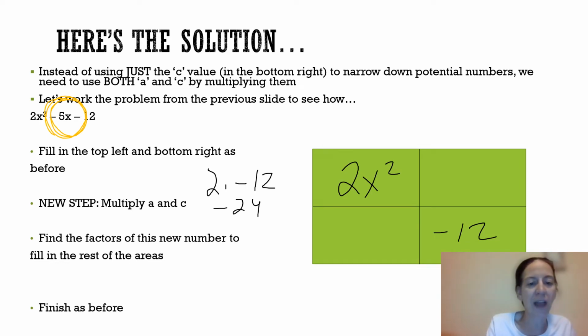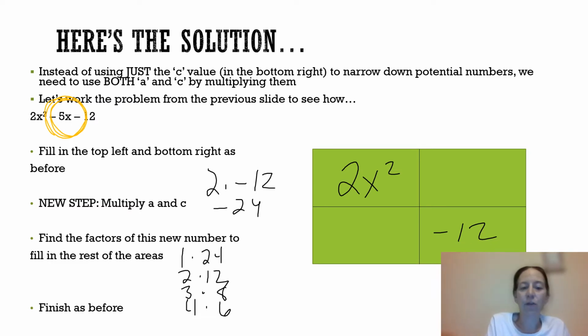So what are the factors of 24? Well, I have 1 times 24. I have 2 times 12. I have 3 times 8. And I have 4 times 6. Use a calculator for that step if you need to. That's going to depend on how fast you can generate those possible numbers, and how well you know your times tables. But it's totally okay to use a calculator if you need to.